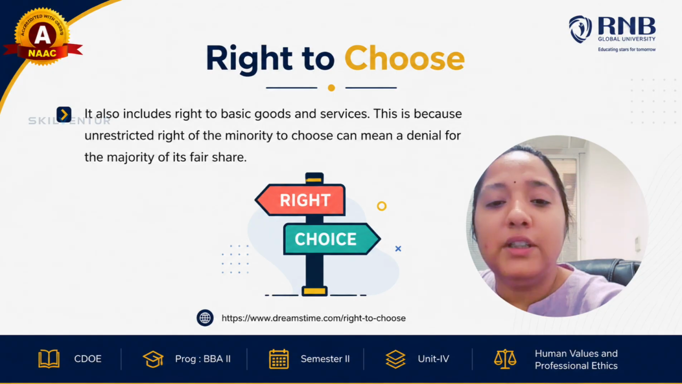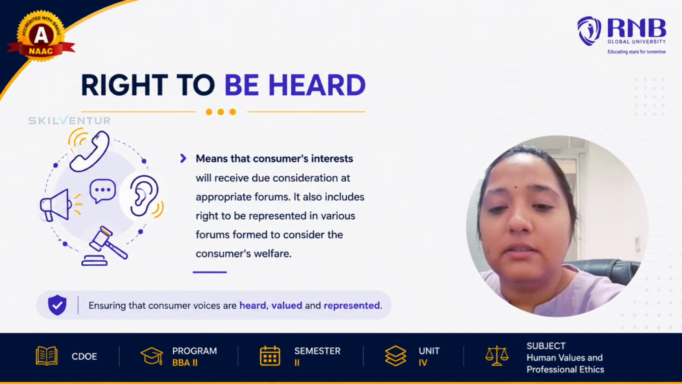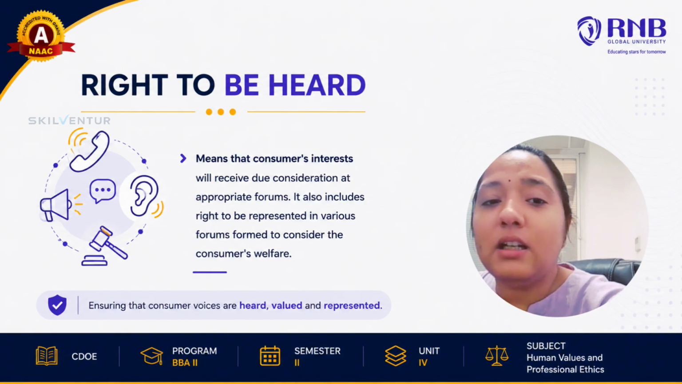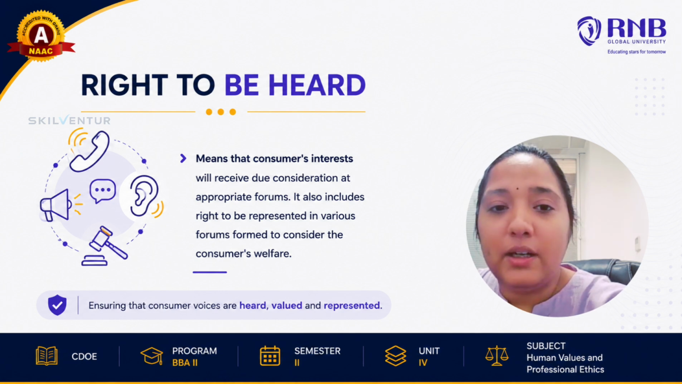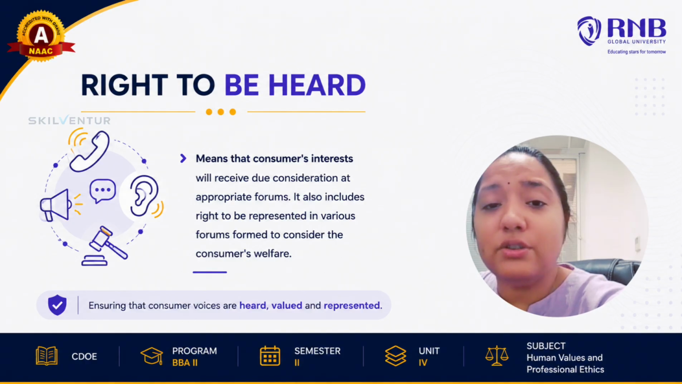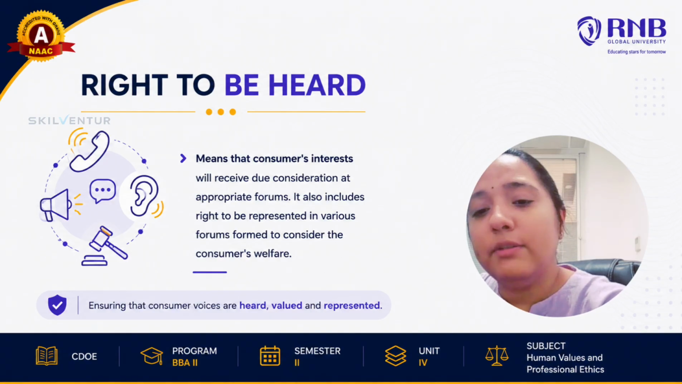Now moving on to the next right, that is the right to be heard, and this is another important consumer right. The right to be heard means that every consumer has the right to express their complaints, opinions and concerns regarding any product or service, and it ensures that the consumer's interests are given due consideration at appropriate forums such as consumer courts, company grievance cells or government bodies.